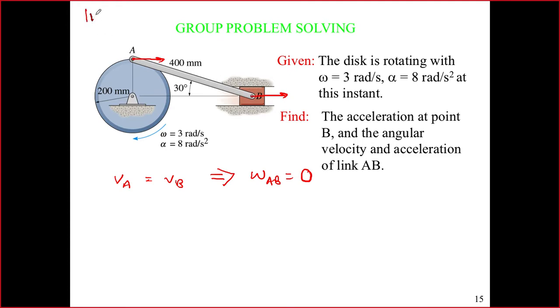Only for this instant. This is very important, as we have discussed before. So just to clarify, I am not saying that link AB is not in general planar motion. It is; later, at the next instant, it will have an angular velocity, okay.